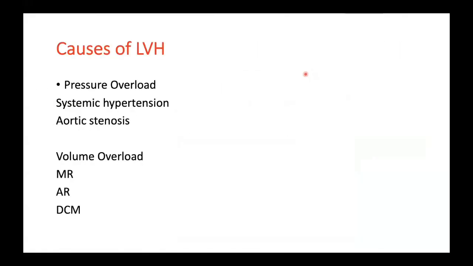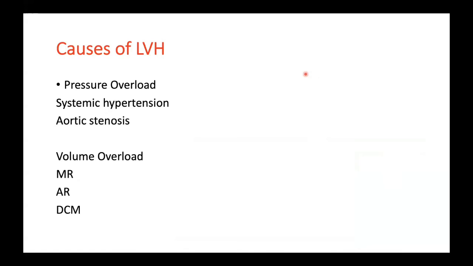Now, there are various causes of LVH, like pressure overload. We know there is systemic hypertension, and in patients with aortic stenosis and hypertrophic cardiomyopathy we get LVH. There are also causes of volume overload, like in patients with mitral regurgitation, aortic regurgitation, and dilated cardiomyopathy. How do you distinguish pressure and volume overload? In pressure overload you get a strain pattern; in volume overload you don't.